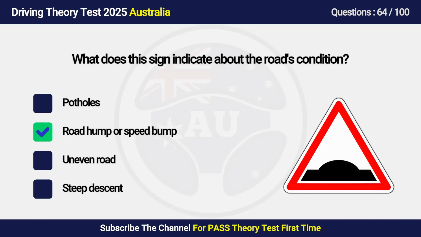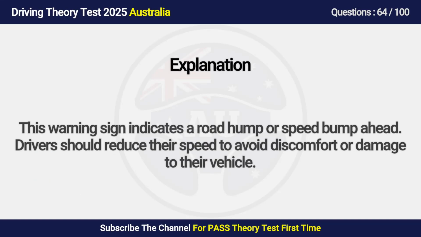Answer is B, road hump or speed bump. This warning sign indicates a road hump or speed bump ahead. Drivers should reduce their speed to avoid discomfort or damage to their vehicle.